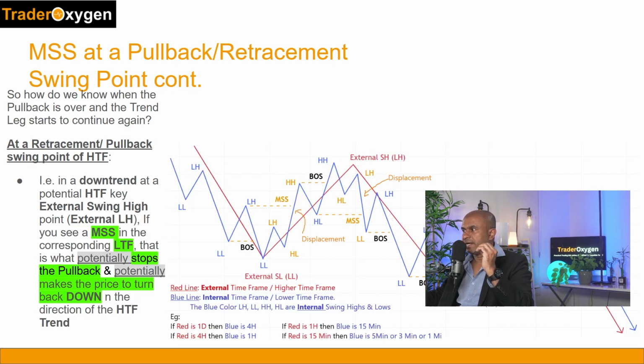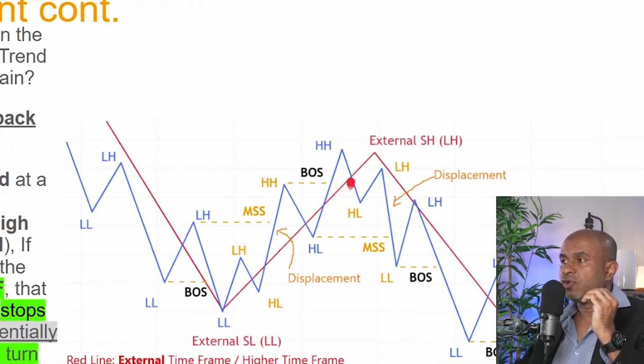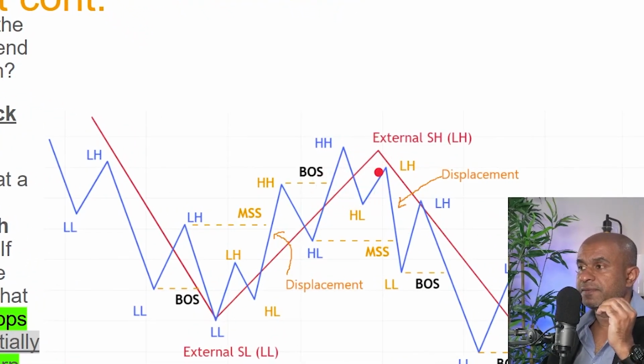Okay, so this is an example where the higher time frame is in a downtrend, and this is the pullback. How do we know when the pullback will be completed? You have to go to the lower time frame and see if there's a market structure shift. Now, why is this important? Because in a downtrend, we need to sell.